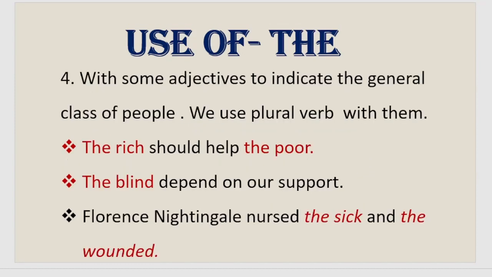Okay. Next, rule number 4. We use the definite article "the" with some adjectives to indicate the general class of people. We use a plural verb with them. Now you mark, the rich should help the poor. The rich, the poor. The rich means all the rich people. Similarly, the poor means all the poor people. They indicate the general class of people.